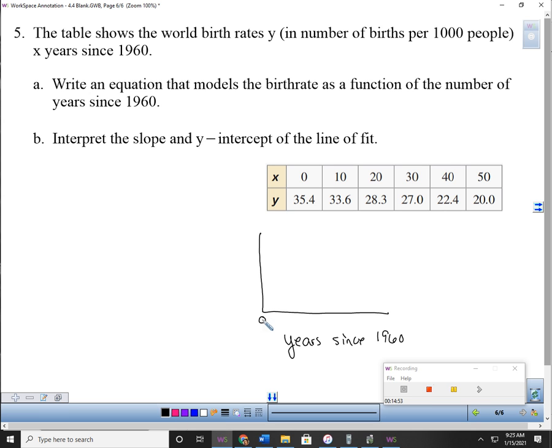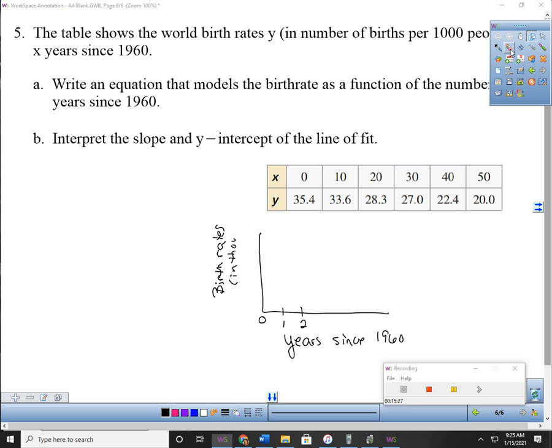So I have a question. What would 0 represent? What year? 1960, because it has been no time since 1960, right? What would 1 year represent? 1 right here. 1961, right? And 2 would represent 1962, so on and so forth. And then Y represents birth rates, right? And that's in thousands, correct? Per 1,000 people. I better put per 1,000 people.